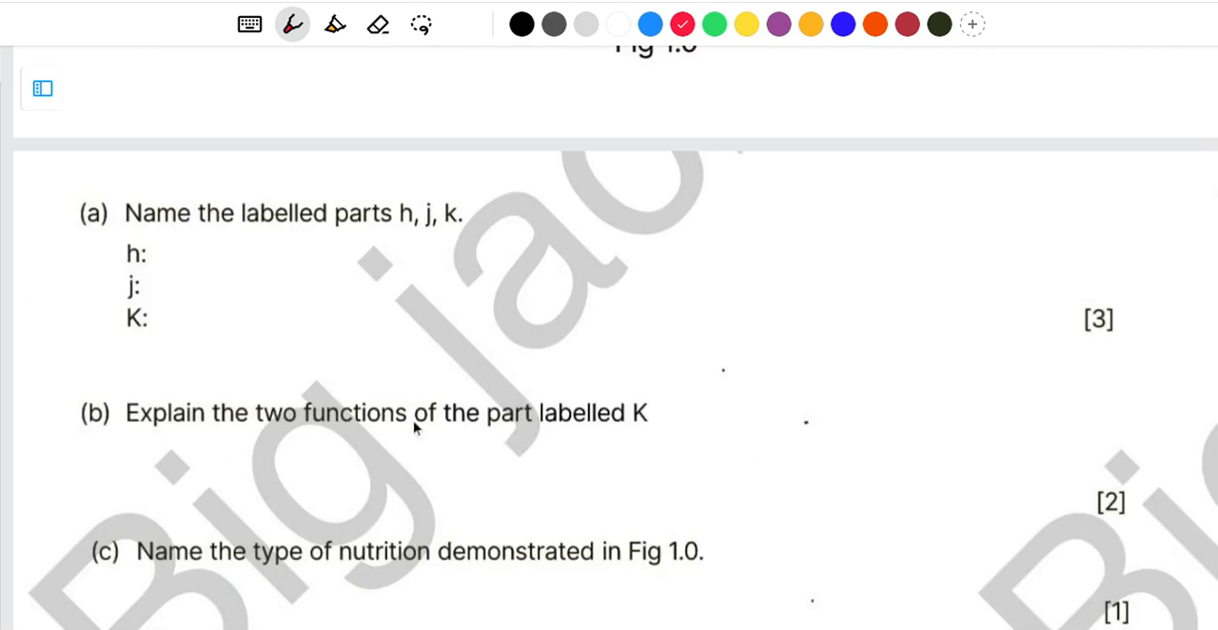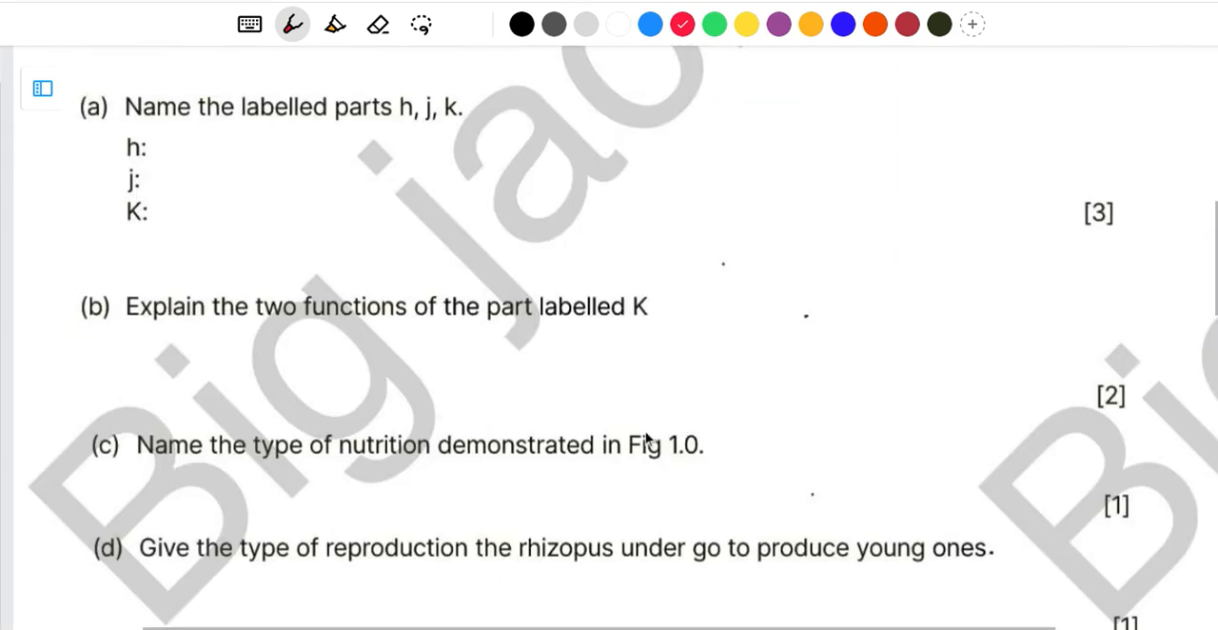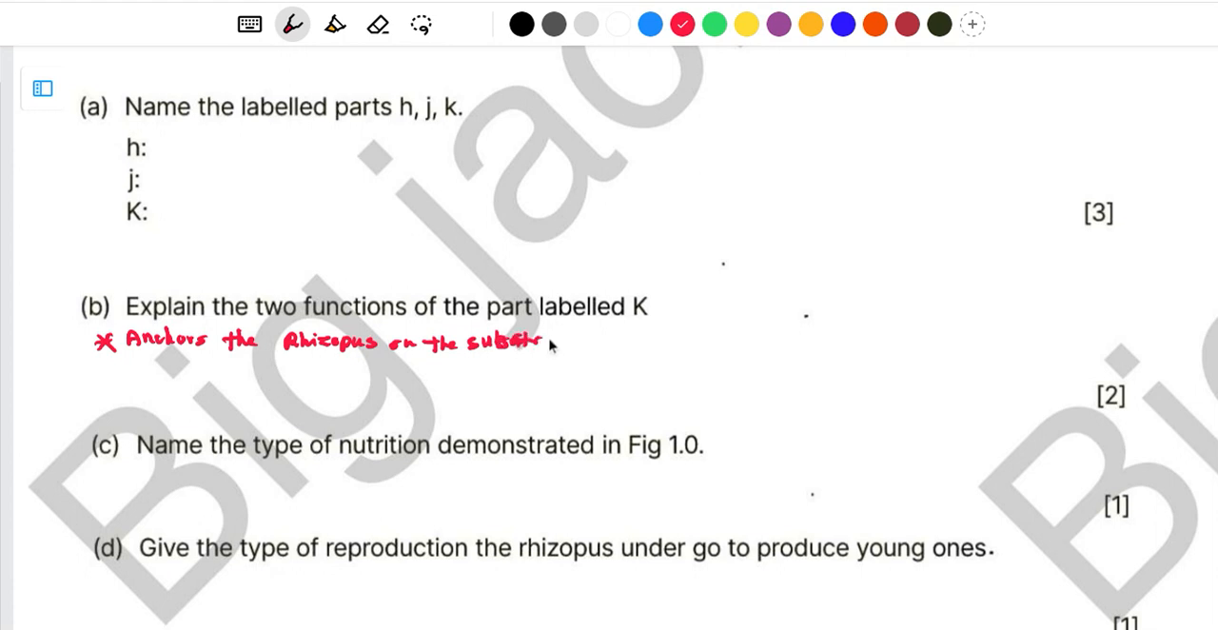Then, explain the 2 functions of the part labeled K. So the function of the part labeled K as the Rhizopus rhizoid: one, it anchors the Rhizopus on the substrate. And that substrate can be anything, okay? It can be the bread or the decaying organism. Substrate, anchoring the Rhizopus on the substrate.